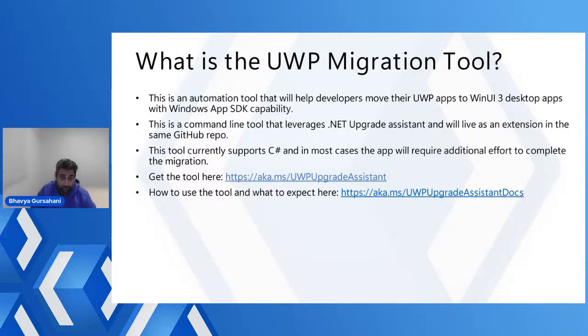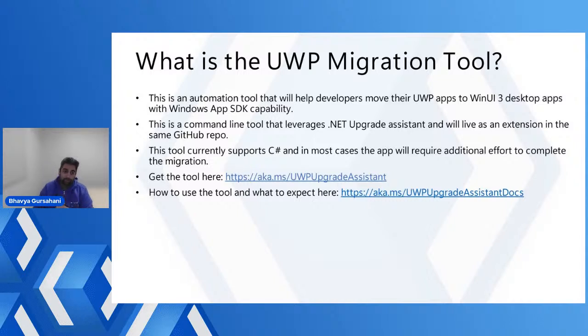Awesome. So I'm here to talk about the UWP Migration Tooling and give you a short demo for the same. As the name suggests, this is an automation tool that helps developers move their UWP apps to WinUI 3 desktop apps with Windows App SDK capability. The goal of the project is to automate this migration journey as much as possible. This is a command line tool that leverages the already existing .NET Upgrade Assistant and will live as an extension in the same GitHub repo. So if you're familiar with the .NET Upgrade Assistant, this is going to be super easy for you.